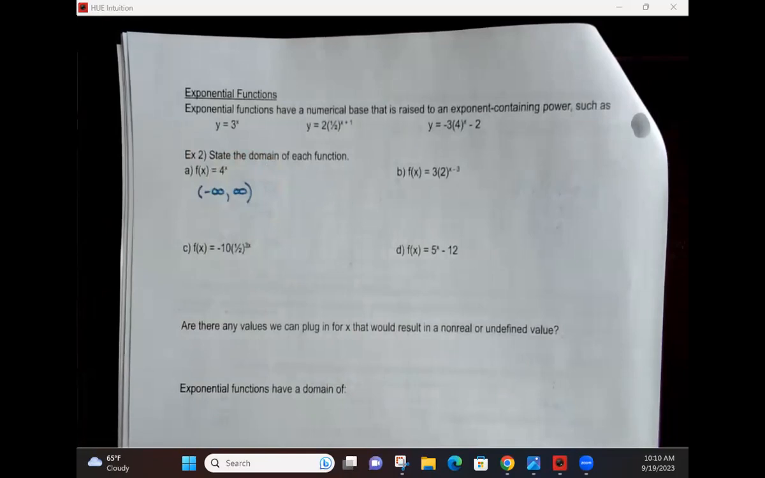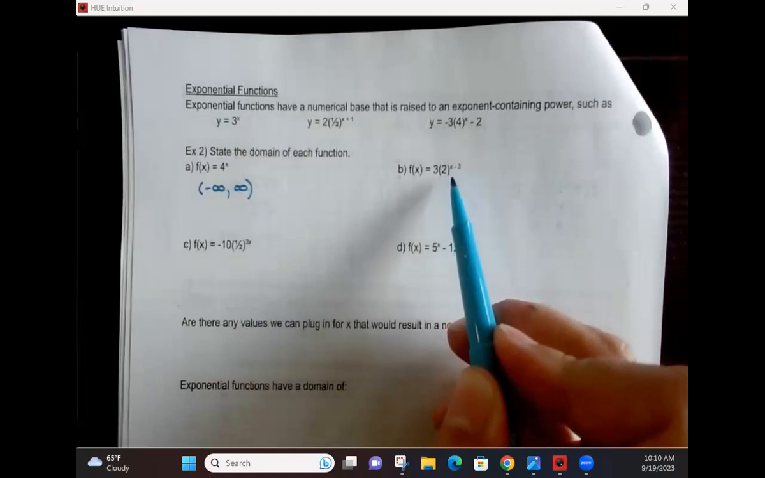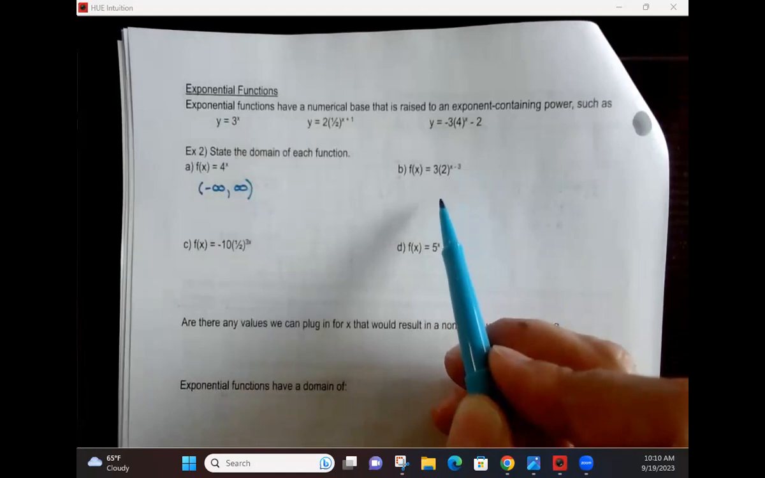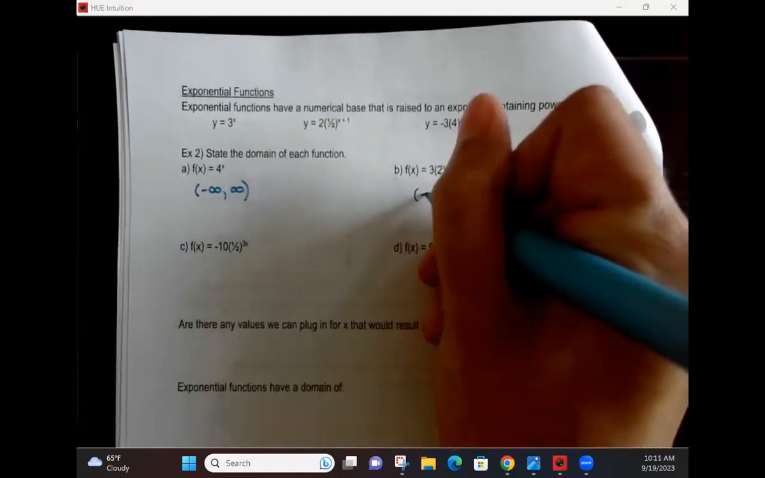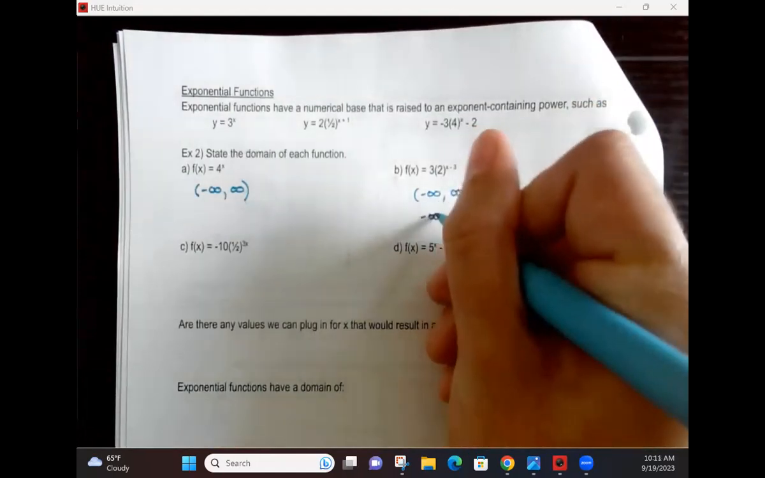How about B? Will I have any problems with B? Can I plug in positive numbers for x? Sure. Could I plug in negative numbers for x? Sure. Could I plug in 0? Sure. Could I plug in a fraction or a decimal? Sure. So our domain is all real numbers here again.